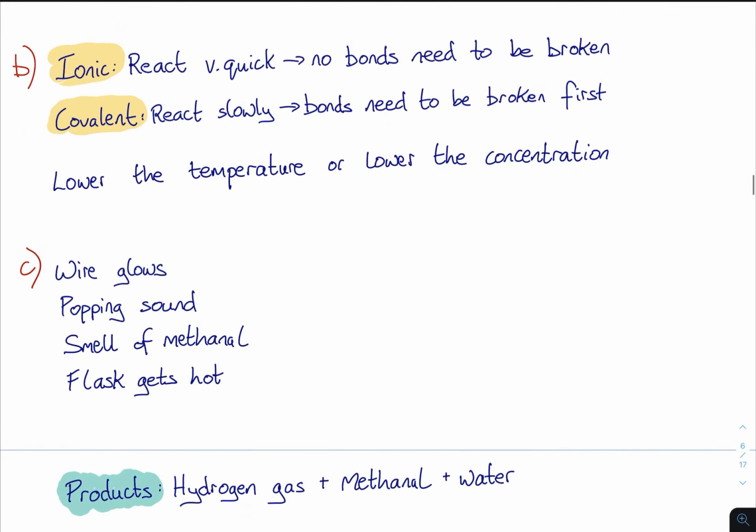And the 2 products, well, there are 3 products in total, so I might as well give you all 3 of them. Hydrogen gas, which is why there's a popping sound. Methanal, obviously, because there's the smell of methanal, and you get water there as well. So there'll be a bit more of a liquid. There'll be methanal and water in the liquid. The flask gets hot, meaning it's exothermic.